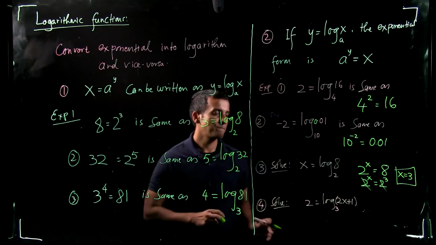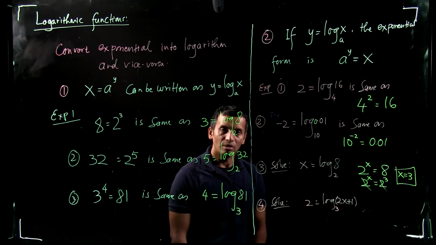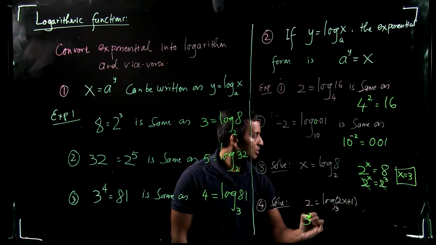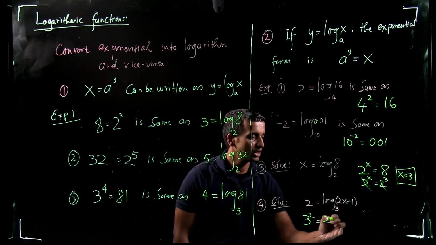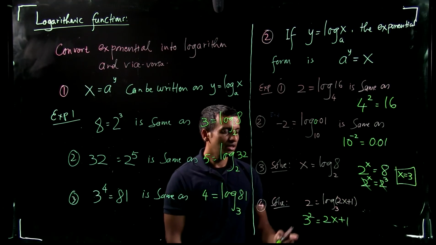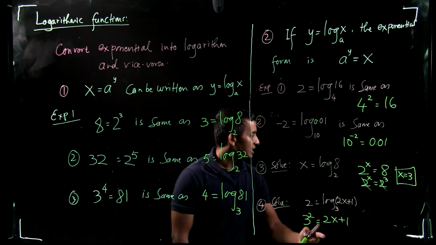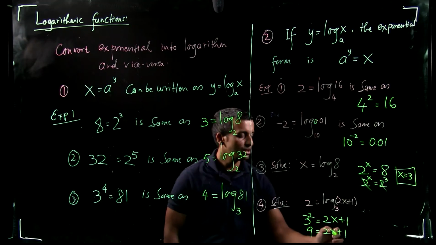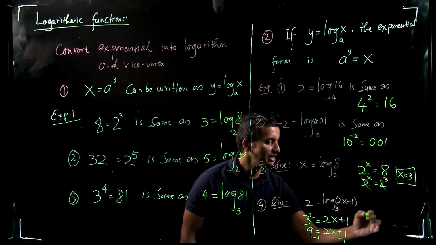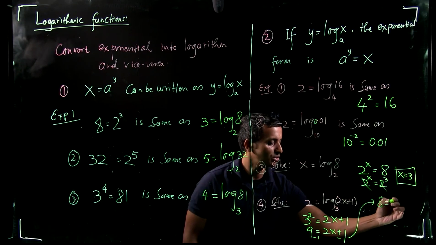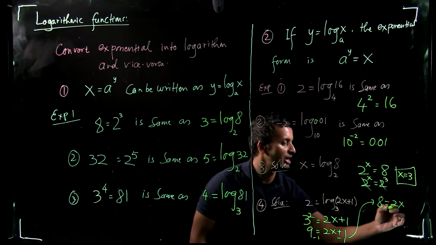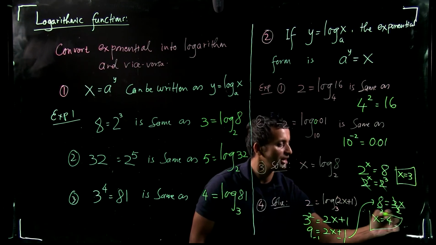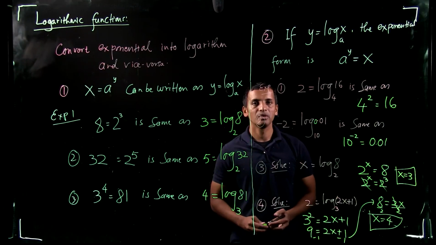Okay. How about this one? Again, you want to get rid of log on both sides. How do we do that? Base to the other side. That is 3 to the square equals twice x plus 1. What is 3 to the square? 9, right? So it is 9 equals twice x plus 1. How do you solve for x? You subtract 1, you get 8 equals twice x, and then divide by 2. So you cancel that, and x equals 4. That's what you get as an answer. X equals 4. Alright guys.